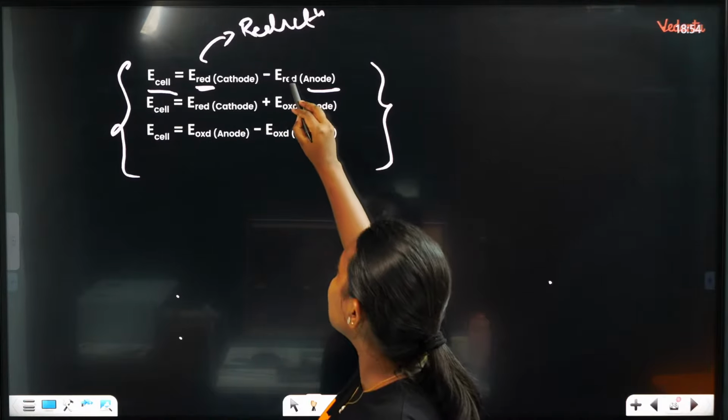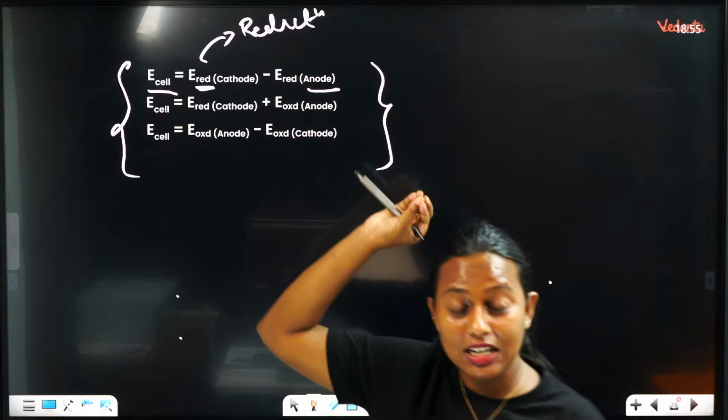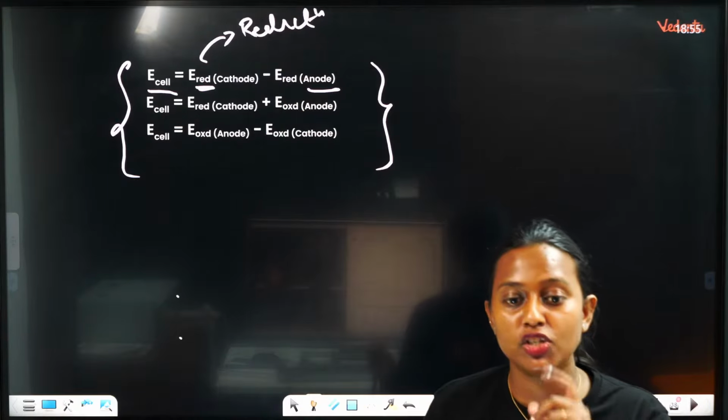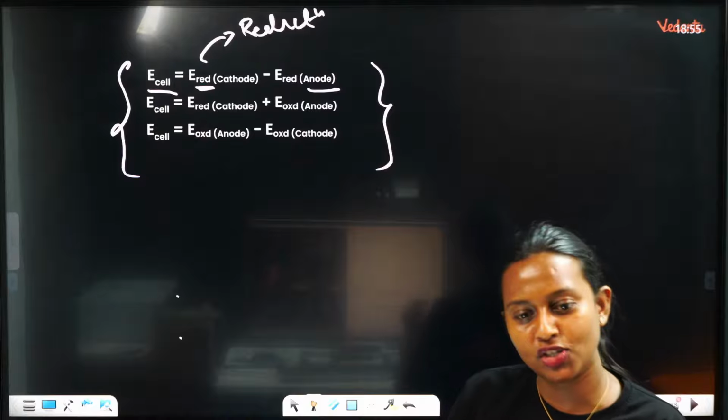So minus E red means reduction potential of the anode, okay, reduction potential of the anode.